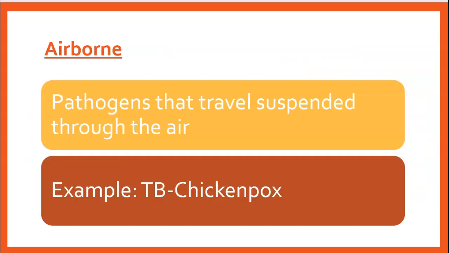All right, so let's talk about the different precautions. You'll want to be familiar with these different types of transmission-based precautions. Airborne. Airborne examples would be tuberculosis or chickenpox. These are pathogens that travel suspended through the air. So you just get them by breathing in the same air that a person with airborne precaution breathes.